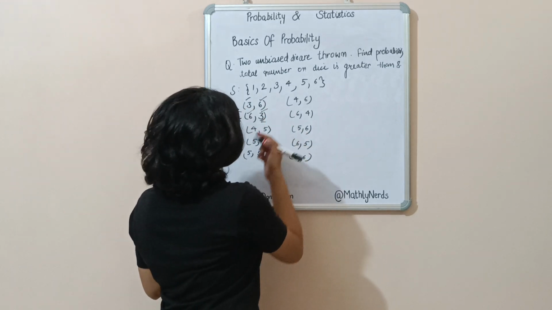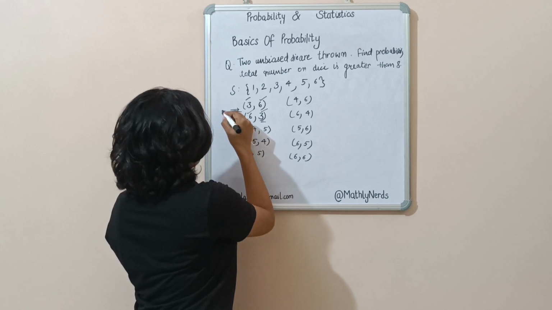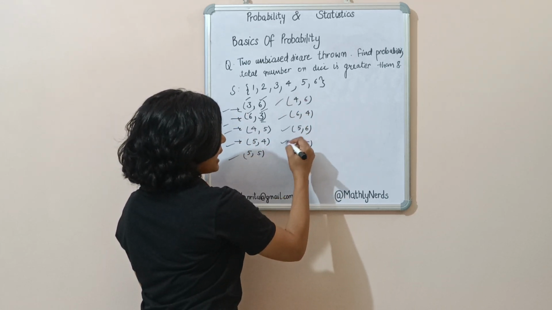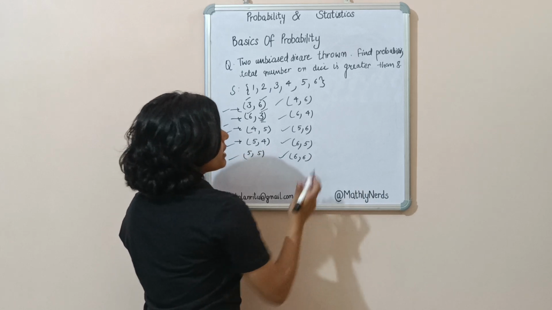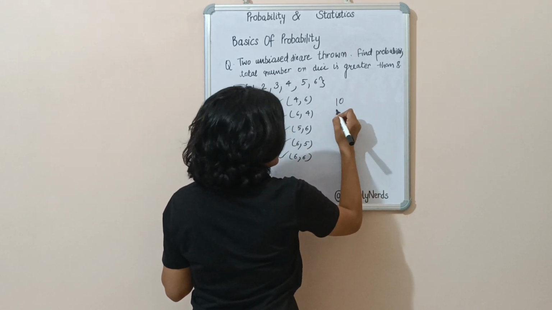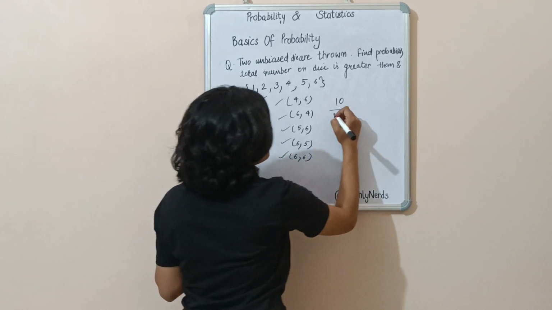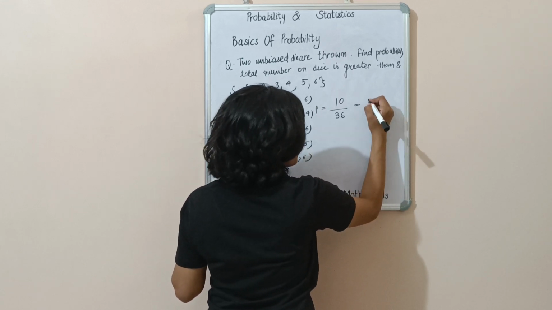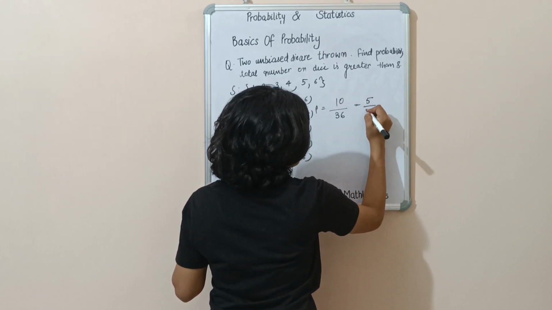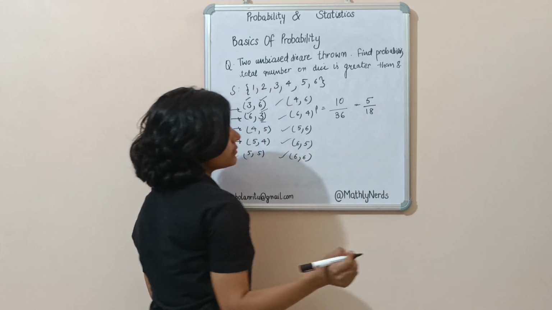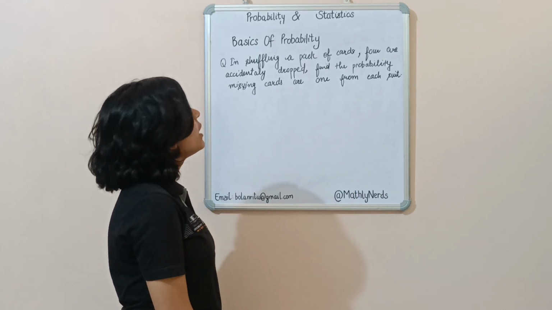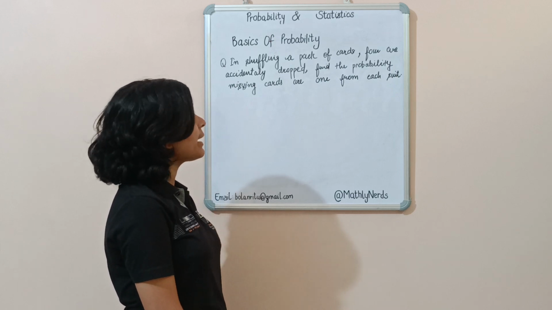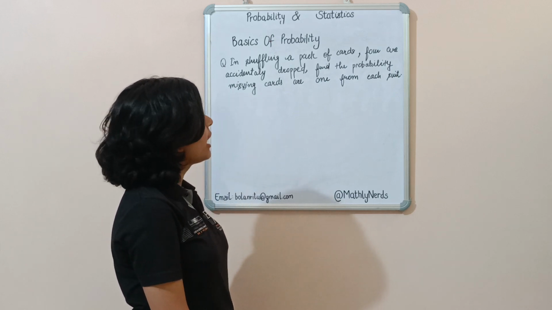So what is the total number? We will count 1, 2, 3, 4, 5, 6, 7, 8, 9, 10. So we have 10 favorable outcomes and the total number of outcomes is 36. So our probability will be 5 by 18. Our next question is, when we shuffle a pack of cards, we accidentally lose 4 cards.